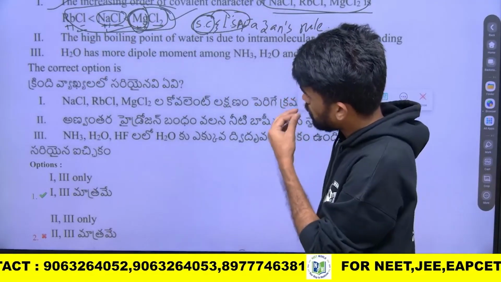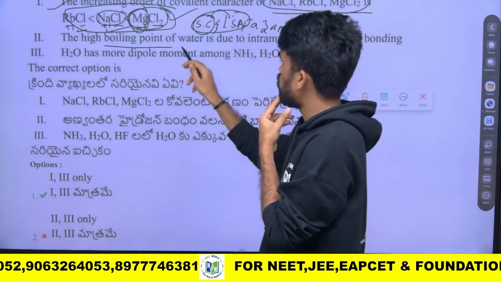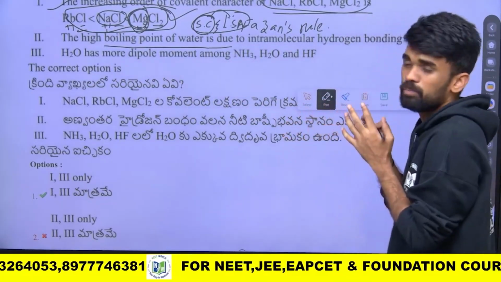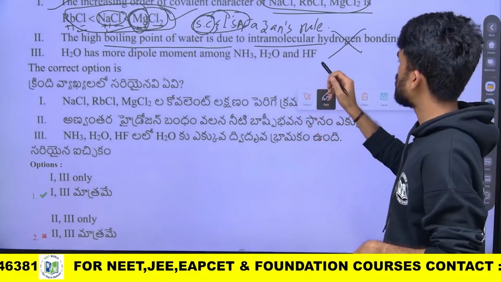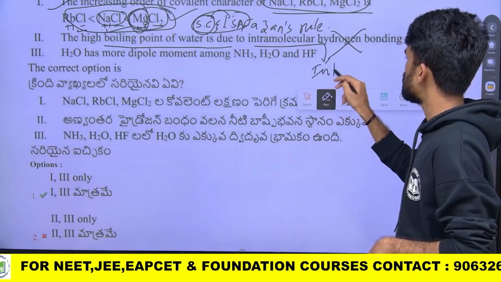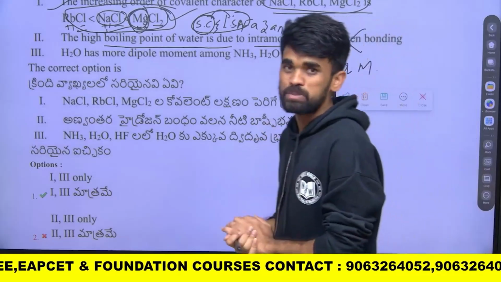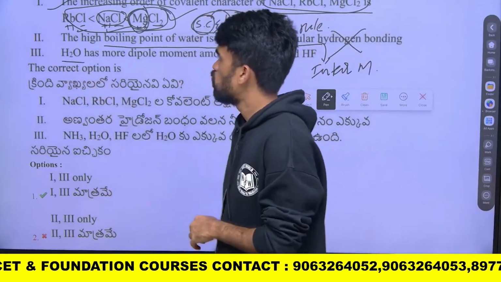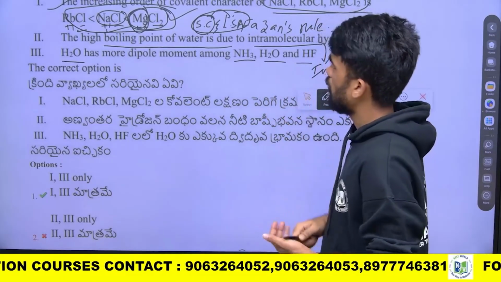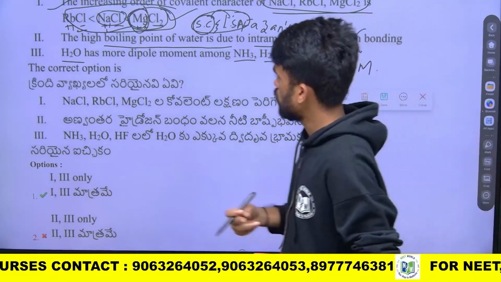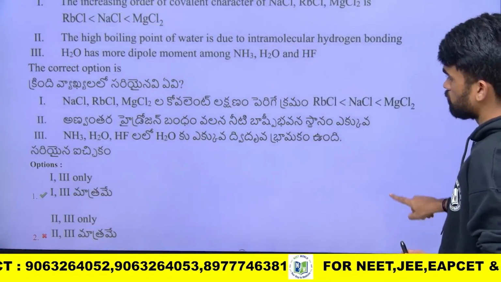Multiple options are being asked. Then the second option: high boiling point of water is due to intramolecular hydrogen bonding. This is because of intermolecular, not intra, so you can eliminate option 2. Let's go with option 3: water has more dipole moment among ammonia, water and HF. Yes, that is true. You can go with 1 and 3, which is option number 1. Okay, let's move further.